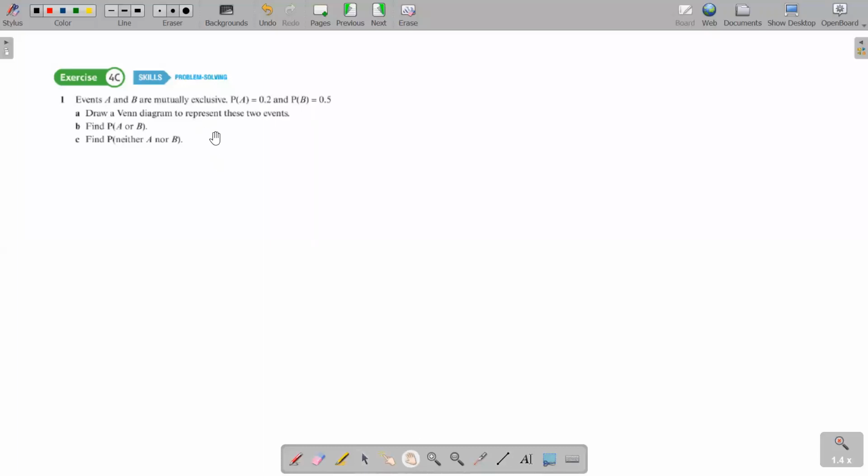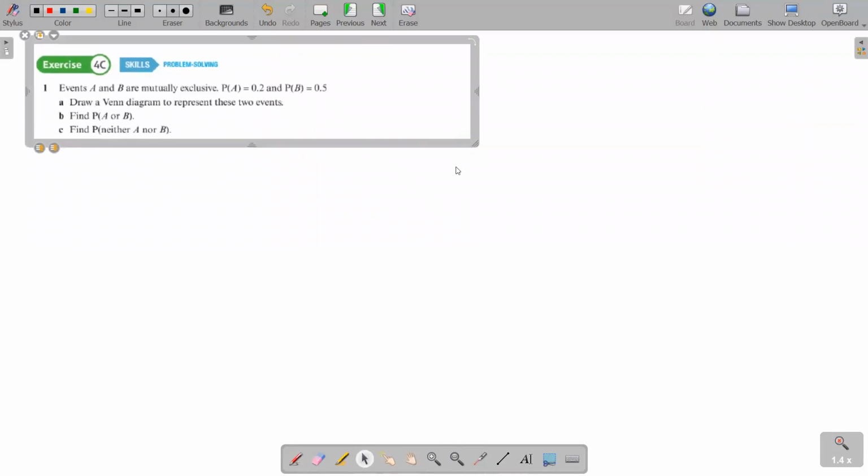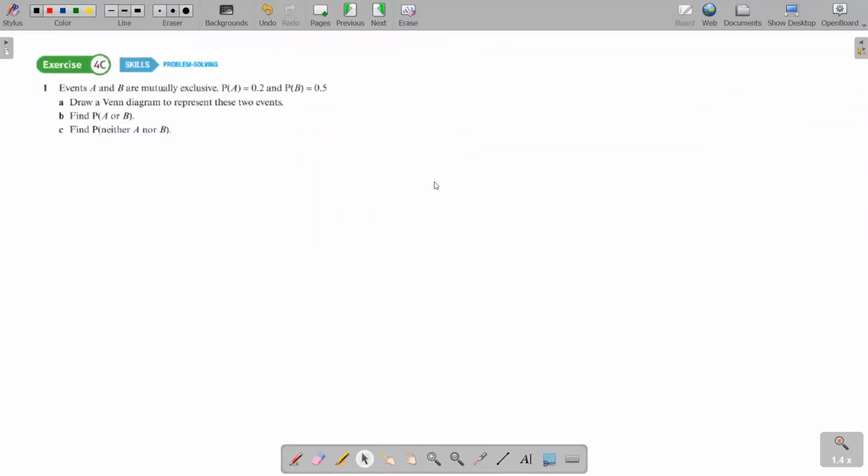All right, so we'll move on to exercise 4C and let's practice with the concepts now. Question number 1: events A and B are mutually exclusive. So guys, the moment you see this, immediately you know the circles have no intersection. The two events have no outcomes in common and the intersection probability is 0. If you want, you can quickly draw a Venn diagram to mark all the information. I think that's what they ask in part A, draw a Venn diagram, right?